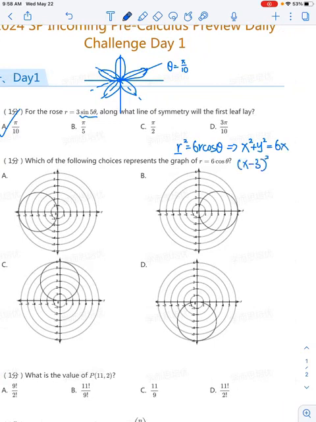And therefore, we are able to convert this into a rectangular form of the equation, which will represent an equation of a circle. So you can see here, the center is going to be at (3, 0), and the radius is equal to 3, so the correct answer will be the answer choice B.